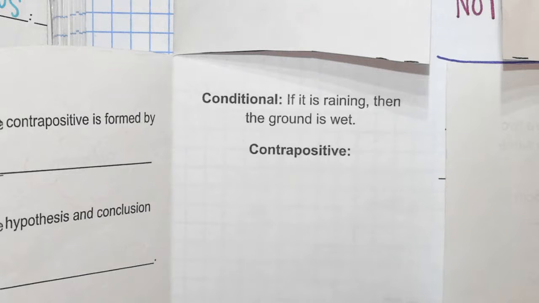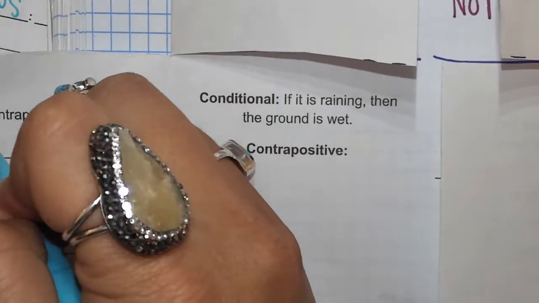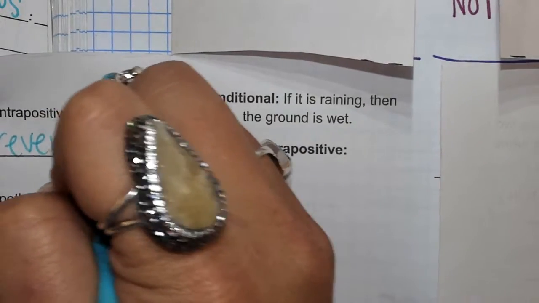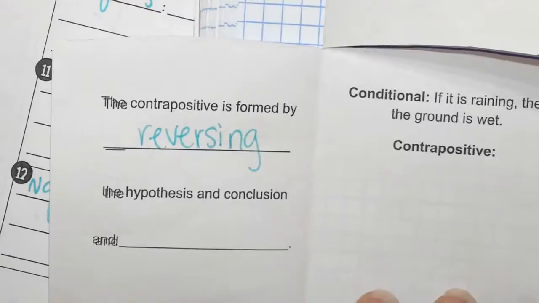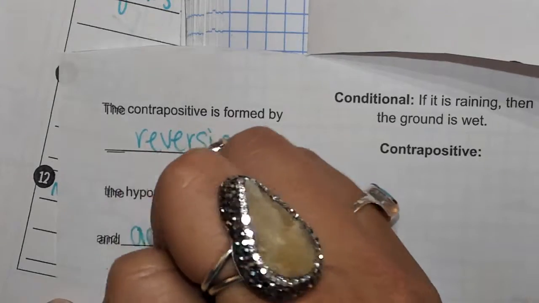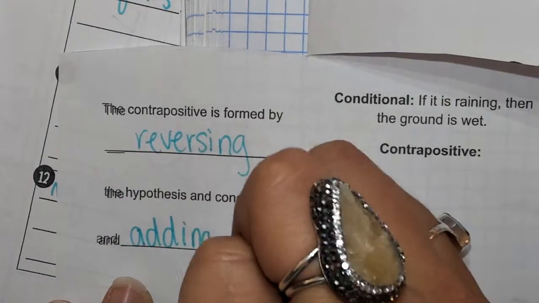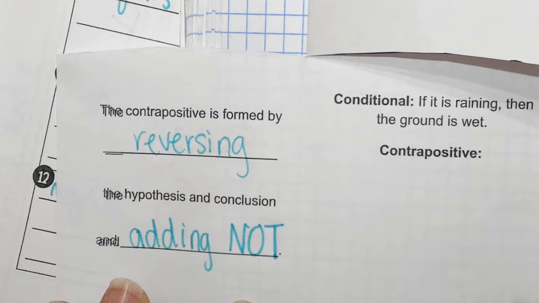All right, so the contrapositive is where you reverse it and you add not to it. So we're doing all kinds of fancy things for this one. So the contrapositive is formed by reversing the hypothesis and the conclusion, and adding not. So we flip it and we add not.